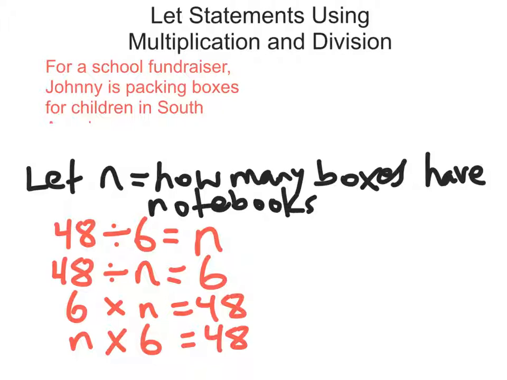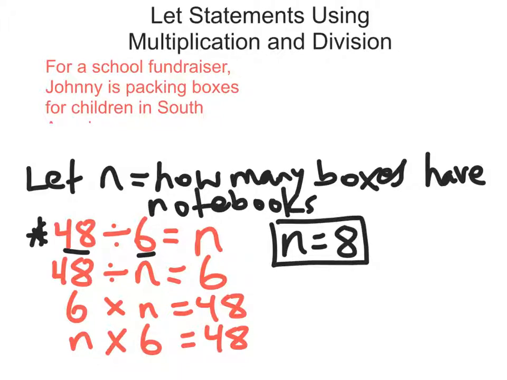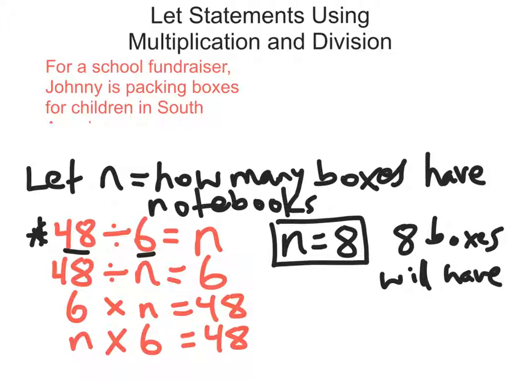All right. Now, looking at those equations, which one gives us 2 pieces of information before the equal sign? Those are usually the easiest to solve. This one right here gives us 2 pieces of information before the equal sign. 48 divided by 6. And if I know my division properly, 48 divided by 6 is 8. So n equals 8. And then I write a sentence. 8 boxes will have notebooks.